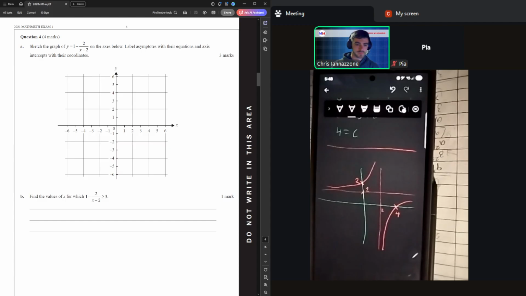How's that all going? I got x is greater than or equal to 1. X greater than or equal to 1. Okay, I know why you got that. Have a look at the graph for now.